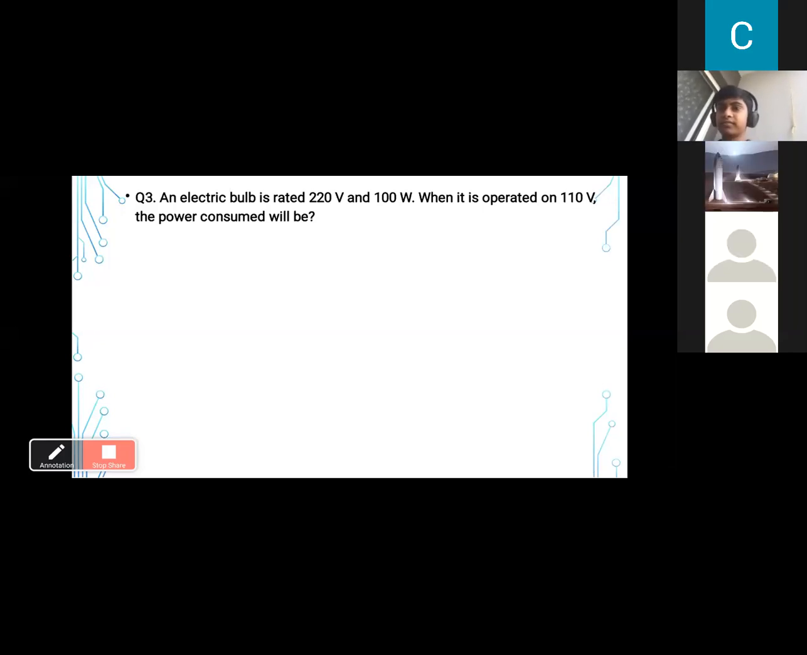Resistance. Why are you going to find resistance? Can't I find current? Because power and voltage are given to me. Power equal to V into I also. I can find current also. Why will I find only resistance here? Resistance is same for both of them. Yes, because I'm using the same device.